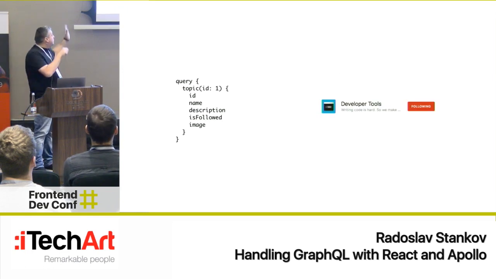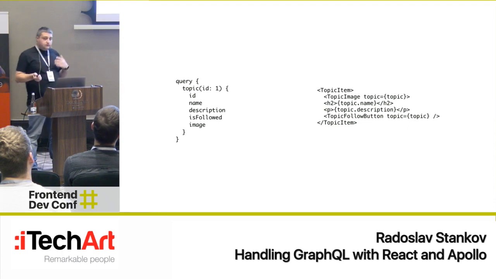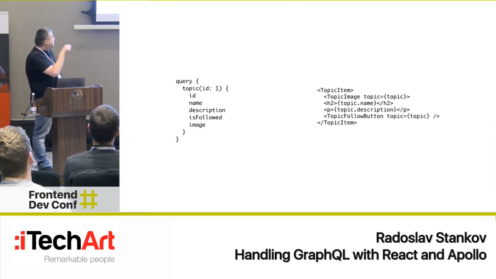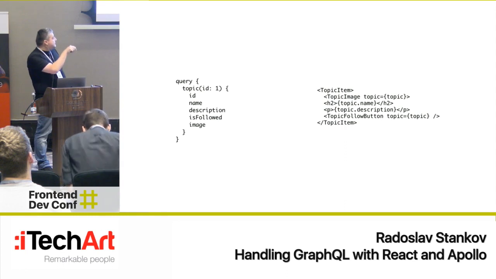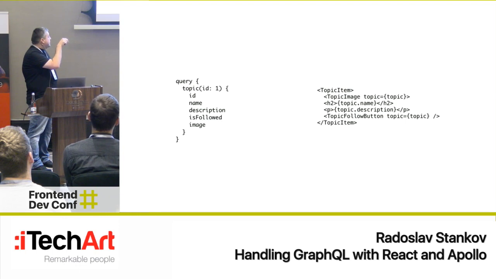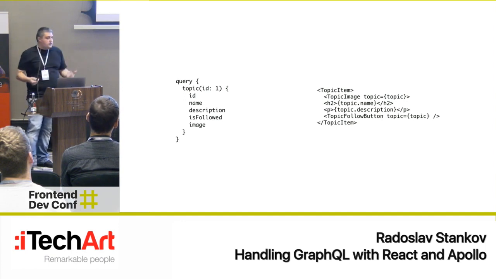This is how the query looks, and this is how our component looks. Let's see how this component looks with React. If we look at the React structure, you can imagine we have something like this: a topic item, a topic image, a name, a description, a topic follow button, and so on. If we look at the query, there are some fields which are not presented in this piece of data. The reason is that the topic image actually requires the image, isFollowed is required by the topic follow button, and the name and the description are obvious here.